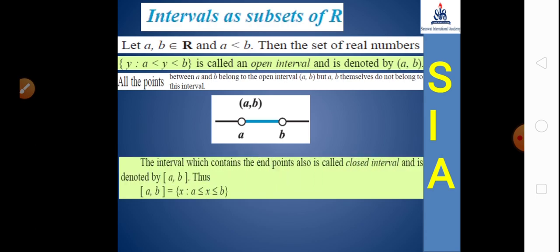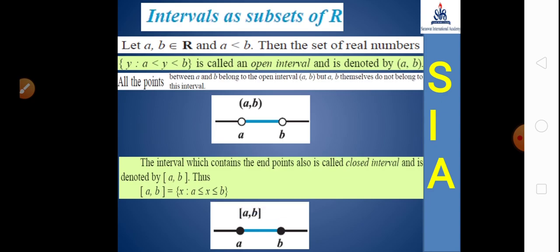Next, closed to closed. Closed to closed means A number is counted, B number is counted, and all numbers in between are counted. See the figure I have given: closed bracket A, closed bracket B, and both are given as dark circles, and the blue line between indicates the answer is present in A and B. So one more time: there are four intervals generally. Two intervals I explained here and the other two are on the next slide. First, open-open: A and B are not counted, numbers in between are counted. And second, closed-closed: A is counted, B is counted, and all numbers in between are counted.